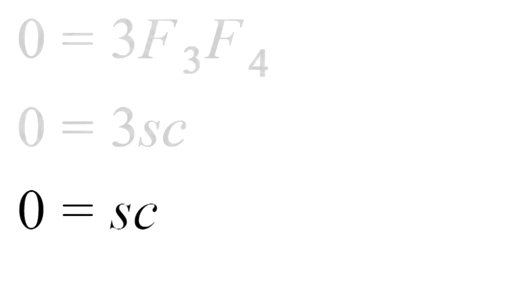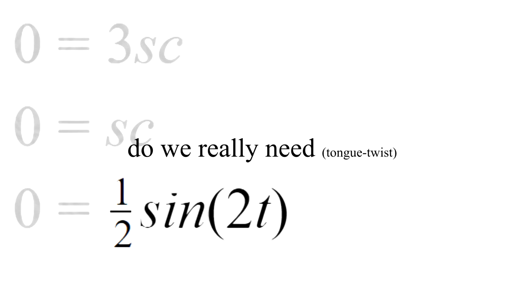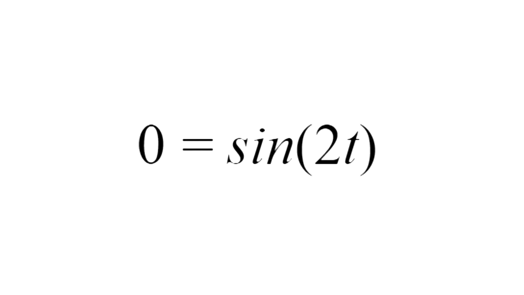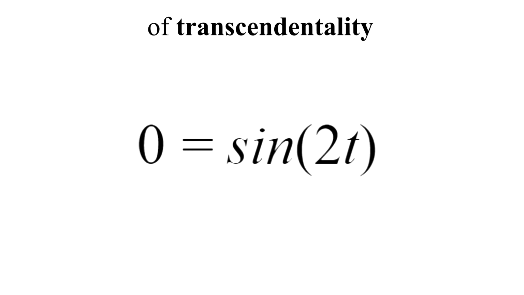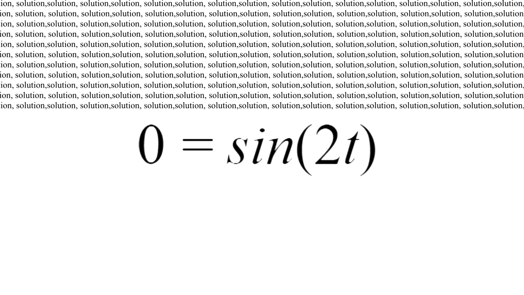And earlier, I pledged to convert sc to an identity, so here you go. Sine 2t over 2. But do we really need that half right there? Get out of here. Join the constants. And thus we have sine 2t equals 0, which is a solution of transcendentality. By that I mean we have infinite solutions to this equation.